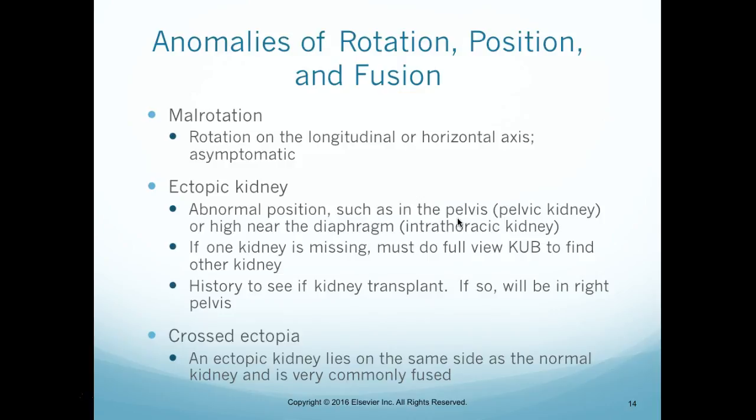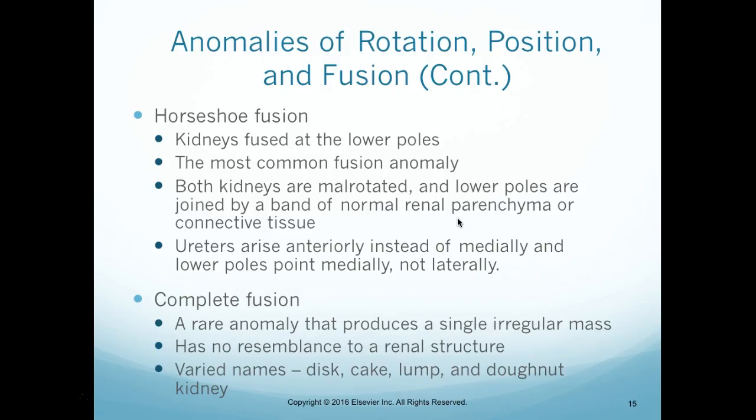So if you are missing a kidney when you're doing an exam, you can do a full KUB to find where that kidney's at. You also ask the patient if they have a history of kidney transplant. If they do, then the kidney is going to be in the lower right pelvis. There's a crossed ectopia, so this is where it lies on the same side as a normal kidney. And most of the time it's confused. So horseshoe kidney.